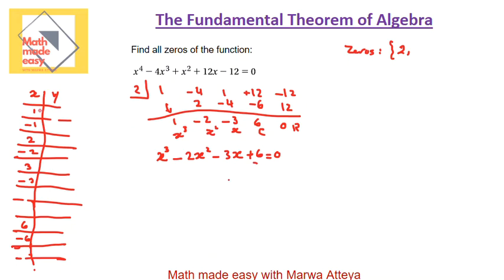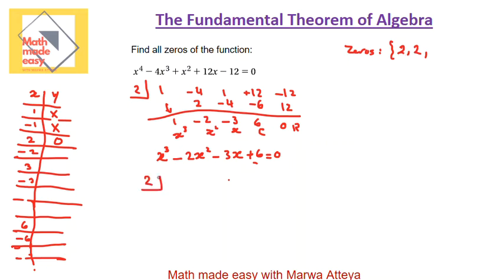And when I check again, when you substitute for 1, you will not get 0. When I substitute for negative 1, I will not get 0. When I substitute for 2, actually I will get a 0. Okay, so this is my second 0. So what happened here? What happened is that 2 as a 0 was repeated. So the 0, x equal to 2, has a multiplicity of 2.